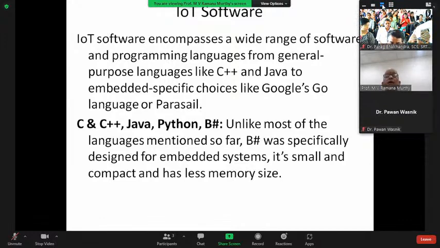Now, there is software. IoT software encompasses a wide range of software and programming languages, from general purpose languages like the standard languages C++, Java, and embedded specific choices like Google's Go language or C, C++, Java, Python, Bash. Unlike most of the languages mentioned so far, Bash was specially designed for an environment of embedded nature.